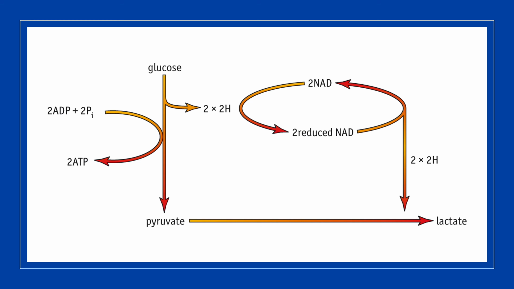So these protons are then used to reduce NAD, that coenzyme we talked about earlier, to form reduced NAD. The pyruvate molecule that we made then accepts electrons and protons from the reduced NAD, and that means it forms a lactate molecule. And then this process is repeated, with NAD being reduced to reduced NAD, and then giving away its protons and therefore reducing pyruvate to lactate.